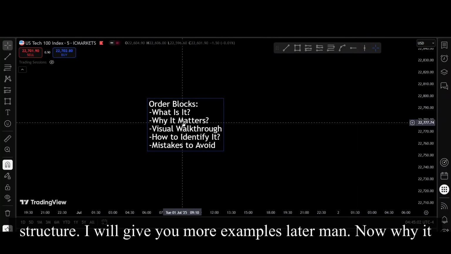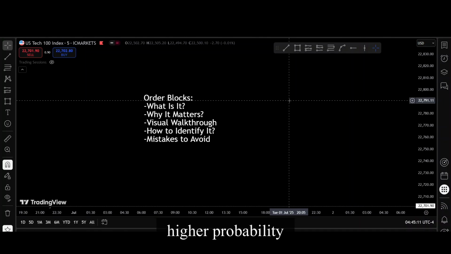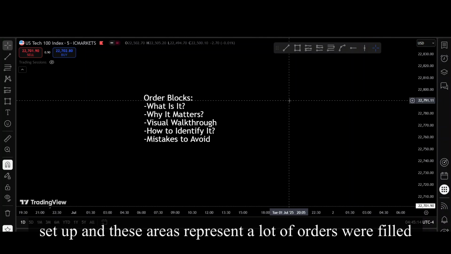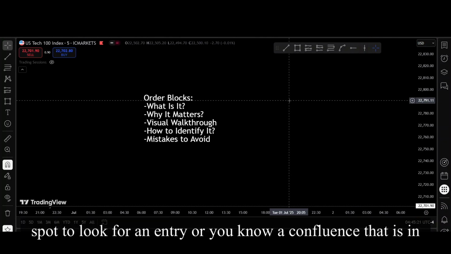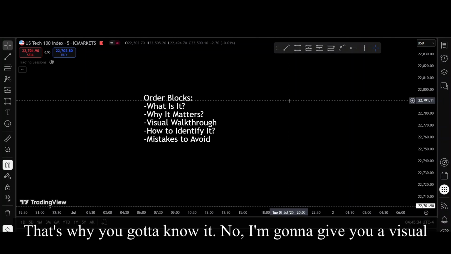Now, why it matters is because price will often return to these areas and offer a higher probability setup, and these areas represent a lot of orders were filled, and it's a good spot to look for an entry or a confluence that is in your favor, or a confirmation. That's why it's useful. That's why you gotta know it.